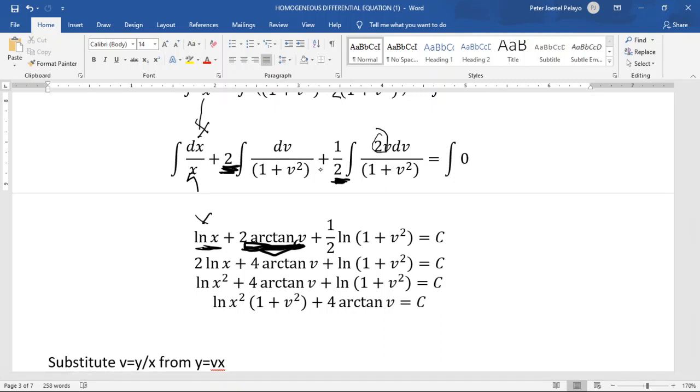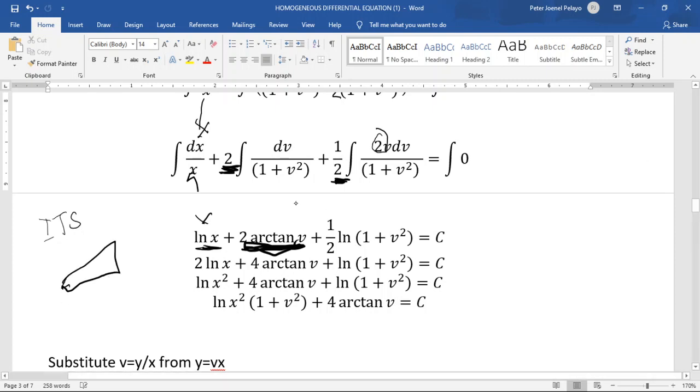Kasi kung hindi integral table, itong second term natin, maaalala yung integration by trigonometric substitution, yung magta-triangle ka pa, let u is equal to. So, para mas mabilis tayo, mag-table na lang. So, ang integral nito, dv over 1 plus v squared is arctan v. Pero kung gusto nyong solve natin, pwedeng solve natin sa other video.